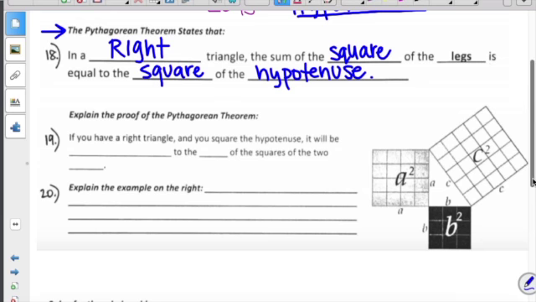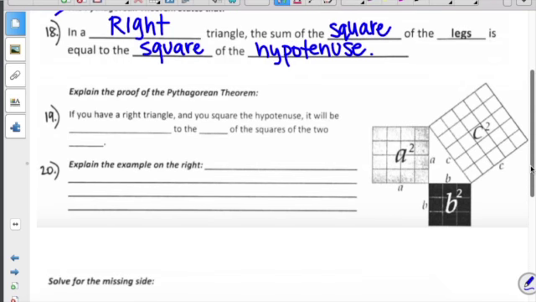Number 19, it says we're going to explain the proof of the Pythagorean theorem. So we'll talk a little bit about that, and then you guys are going to do number 20. So it says if you have a right triangle and you square the hypotenuse, it will be equal to the sum, add, of the squares of the two legs. Okay, basically, we just rewrote what we had in number 18. Just said it a little bit differently.